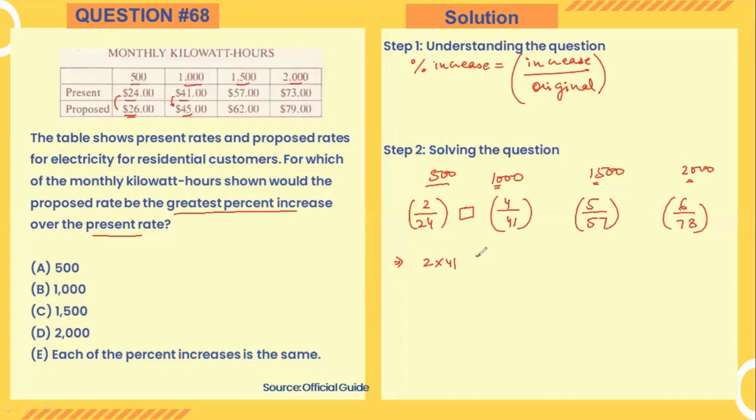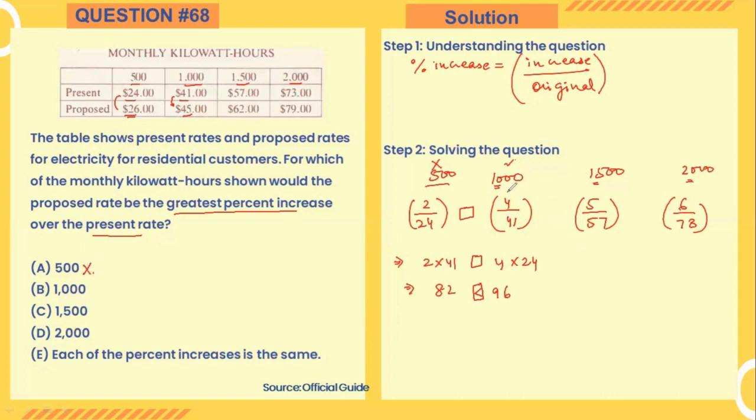41 goes on the left hand side, and both the quantities are positive, so the inequality will not change. 24 will go to the right hand side. So 4 times 24. So what is this? That is 82, and this is going to be 96. Right. So that means the second ratio is greater. That means the first option we have eliminated. Out of these two, the greater percentage increase is for 1000 kilowatt hours. That means option A can be eliminated easily.